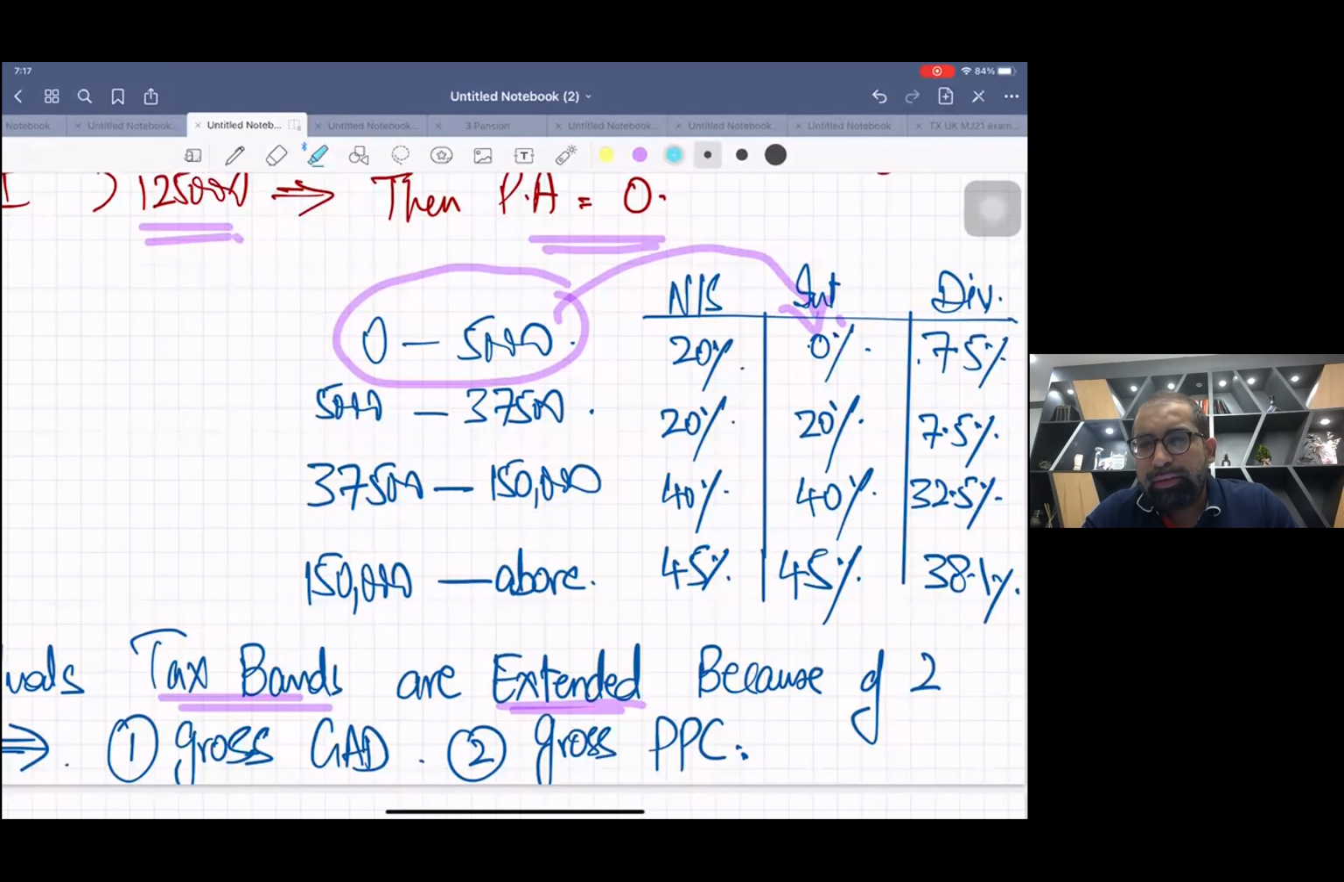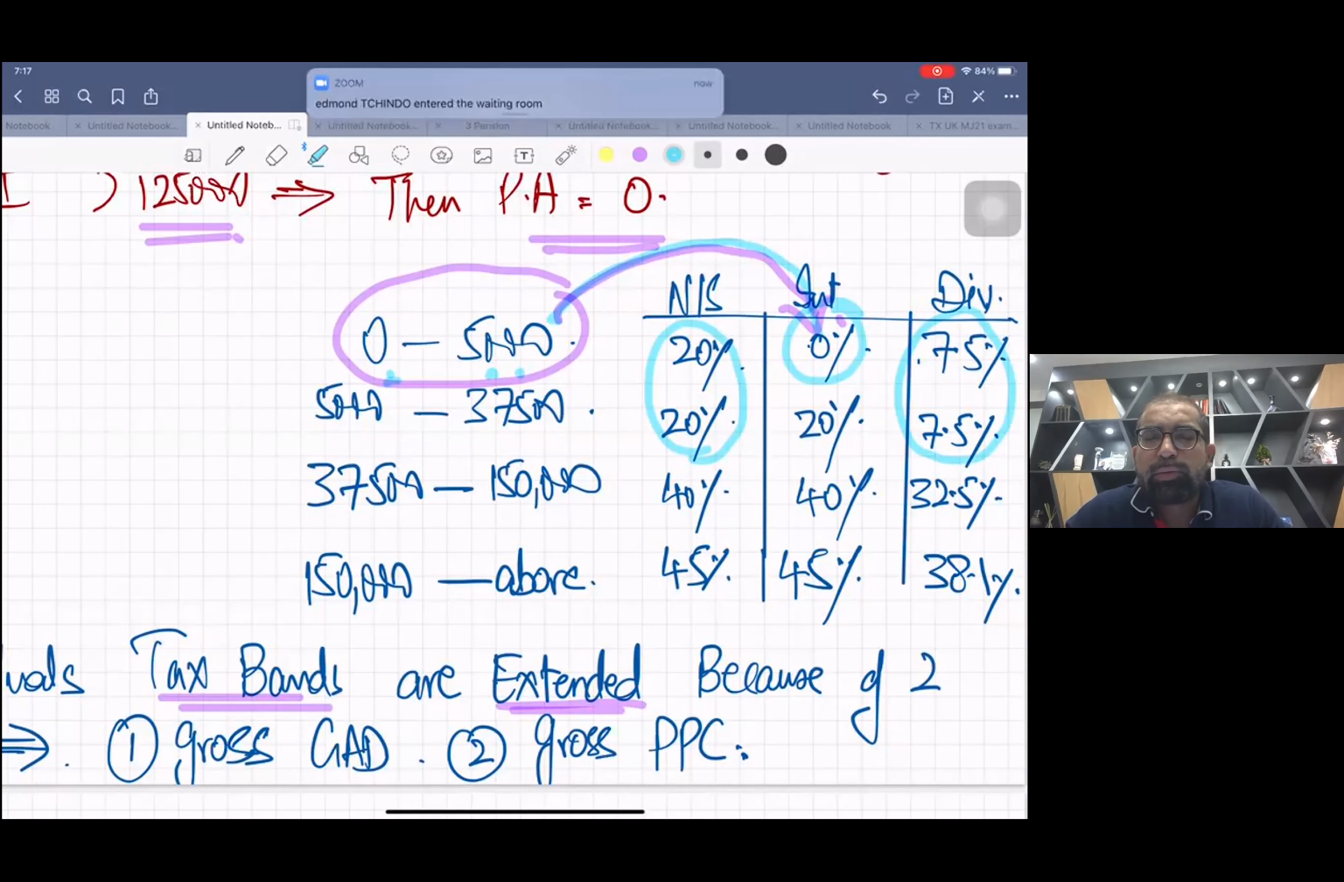Okay, just the difference is, look at the screen, this 0 to 5,000 band has a special rate for interest income that is 0%. Otherwise, for non-saving these two are the same, for dividend these two are the same. Okay, just for the interest income, my dear students, there is a special tax rate of 0%. Okay, I'll discuss it, don't worry.